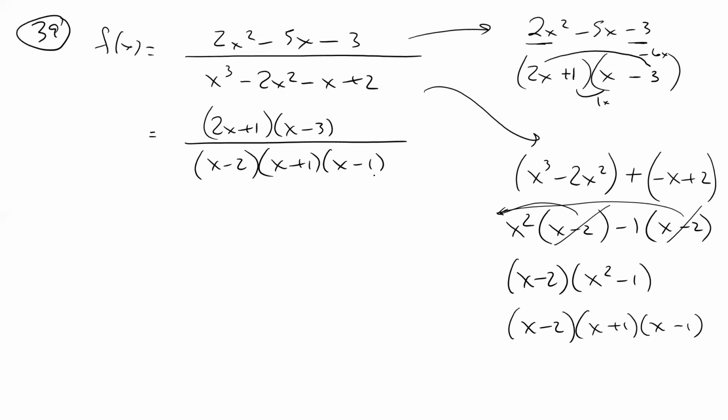Camille, does anything cancel? Can you pull out a 2 for the x plus 1 on top? The only way you can do it is if this was actually a 2 as well. They have to be common factors to pull out. Then no. Awesome. Okay, so then let's do this here.